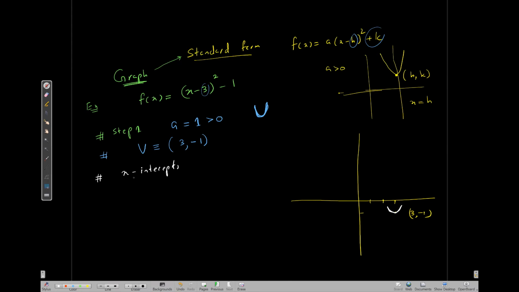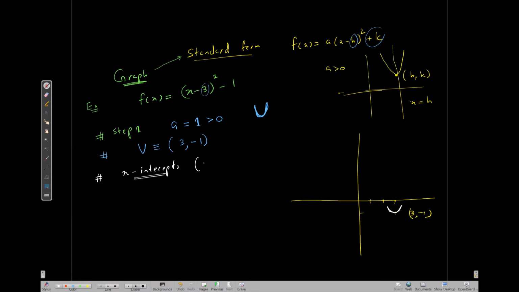Now, just for argument's sake, assume what if it opened downwards. In that case, you will not have an x-intercept, right? We will see some examples like that. But anyway, this one is going to have some x-intercepts. How do we find x-intercepts? Can you guys remember? Well, it's a pretty universal way.